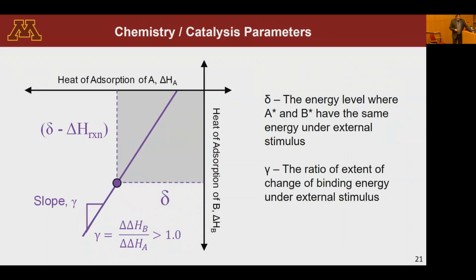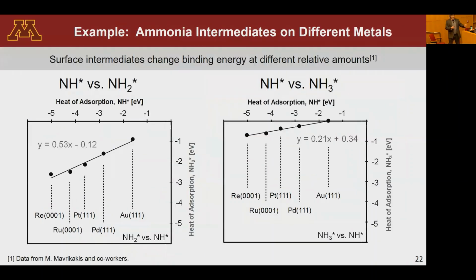So let me give you some real systems here. This is not me manipulating a single surface. This is just showing that this is linear across different materials. Here are 2 surface species that are important in the ammonia synthesis reaction. Here's NH star and NH2 star.